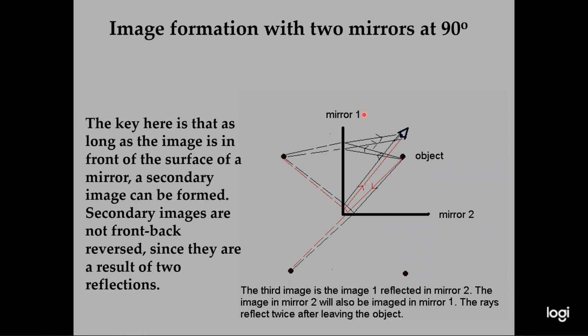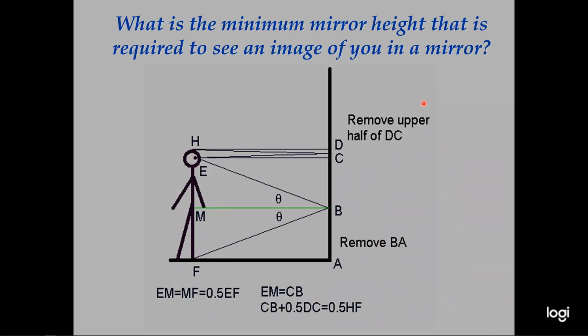Let's consider another example. And this is an interesting question. What is the minimum height of a plane mirror that's required to see an image of you? It turns out that you only need a mirror that's half your size to see your entire body. Let's see how that works.